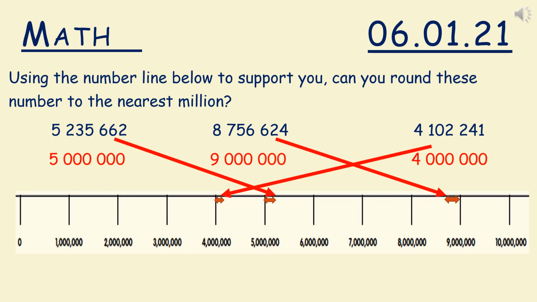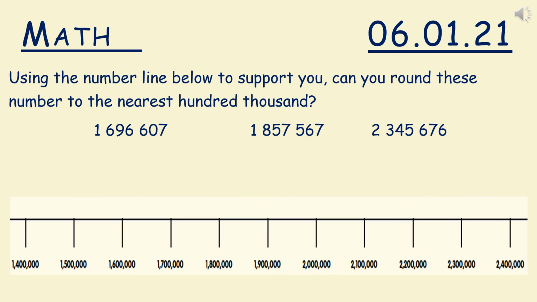Well done everyone, I'm sure you got those right. The first one rounds to 5 million. As you can see, if we place it on the number line, it's nearest to 5 million, then it is 6. The next one rounds to 9 million. Again, by placing it on the number line, you can see it's closer to 9 million than it is 8 million. And finally, the last one. That rounds to 4 million. Again, because it is closer to 4 million than 5 million when we place it on the number line.